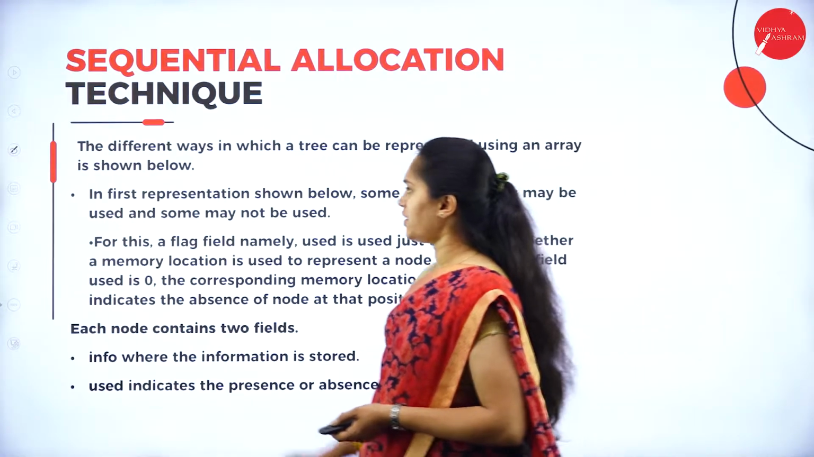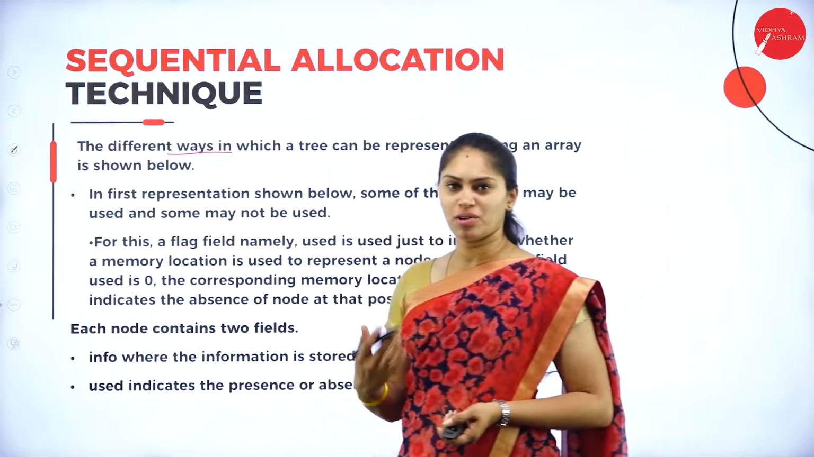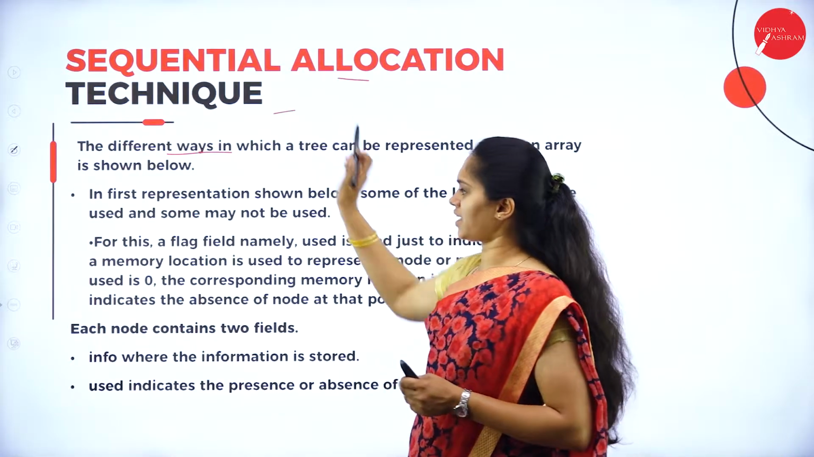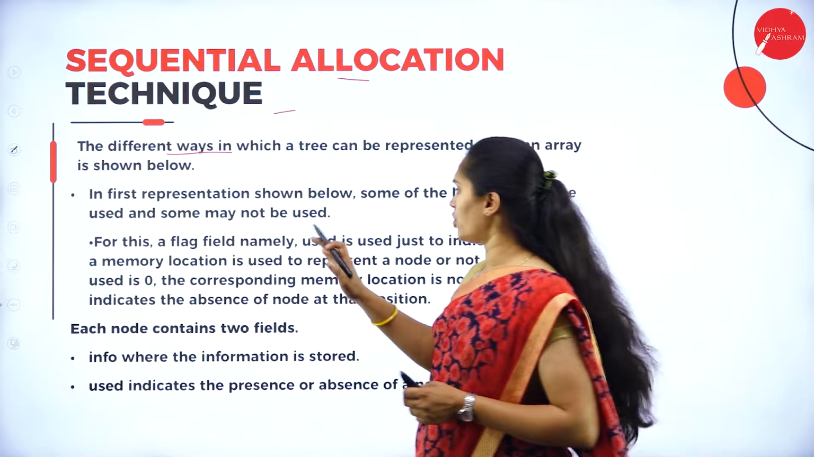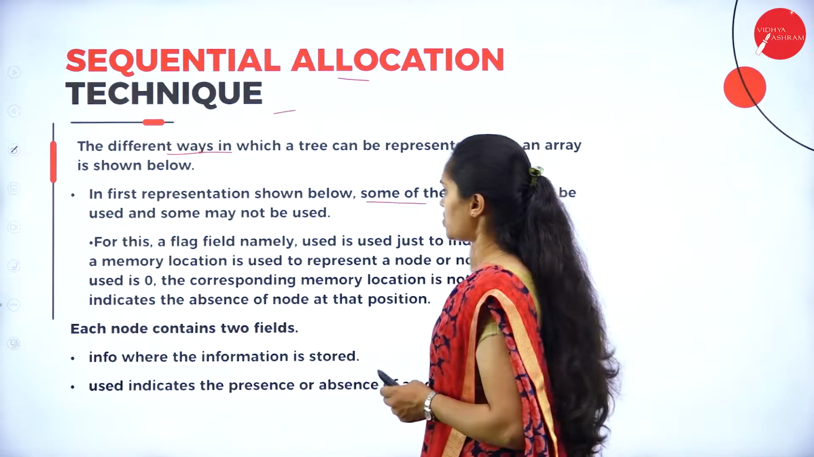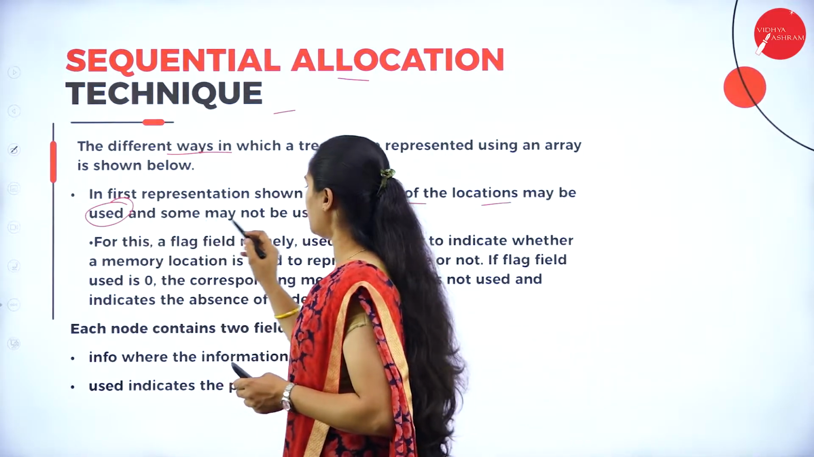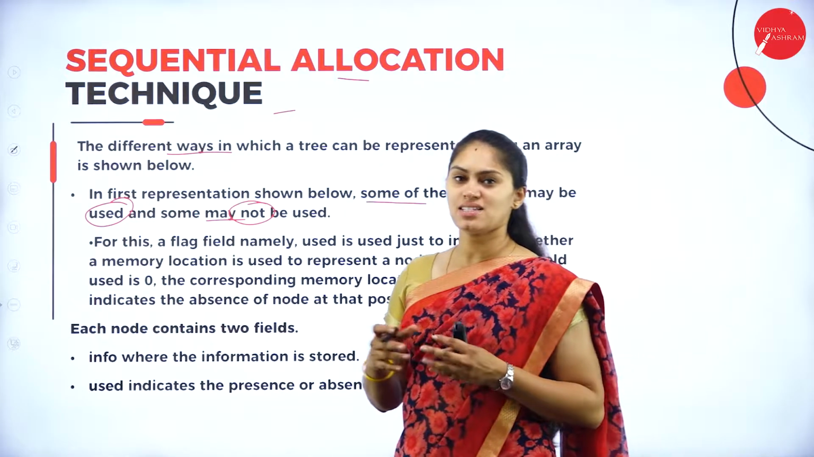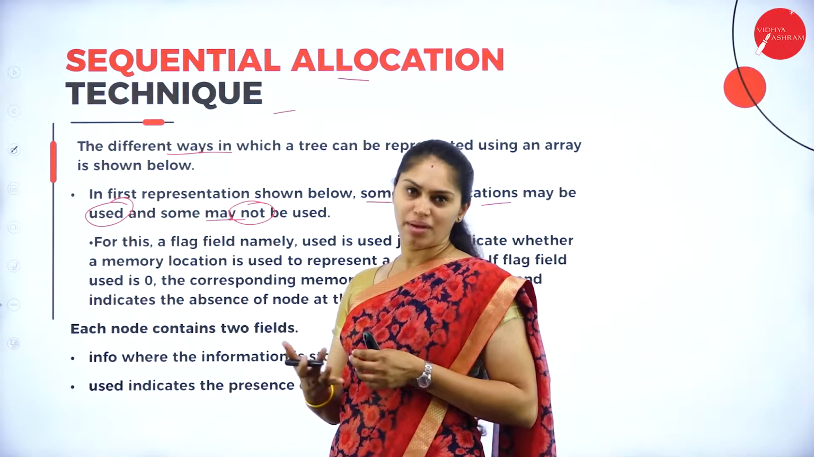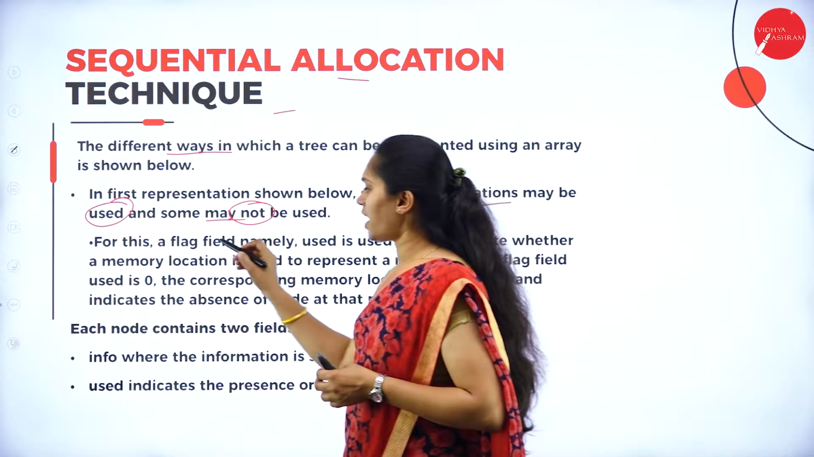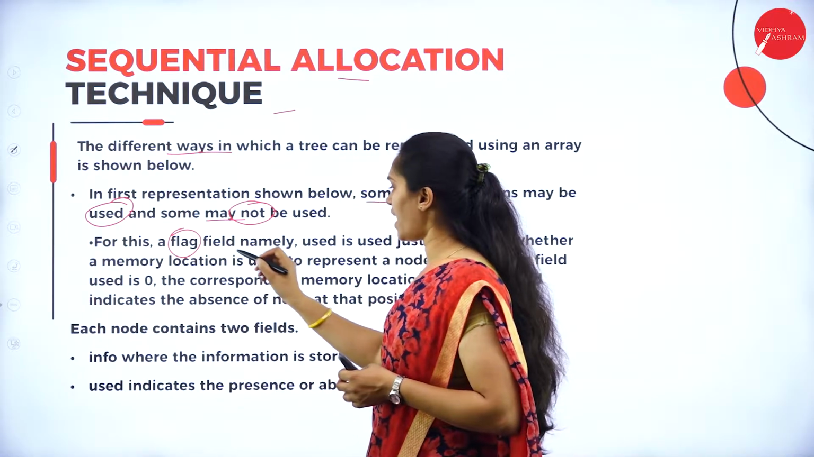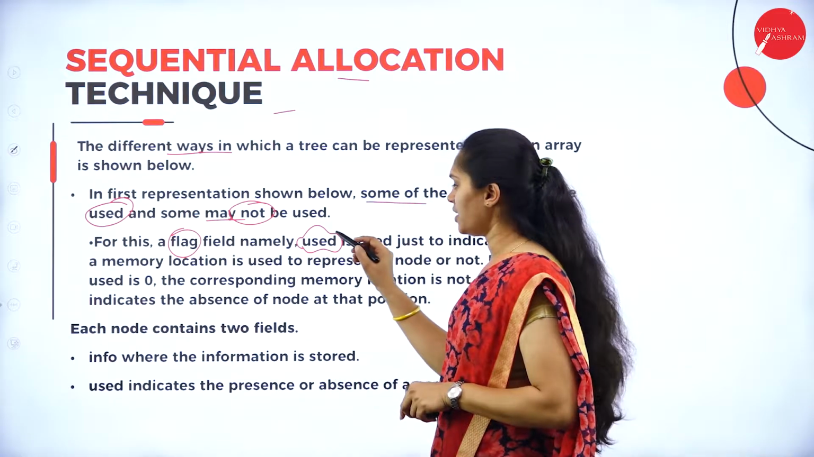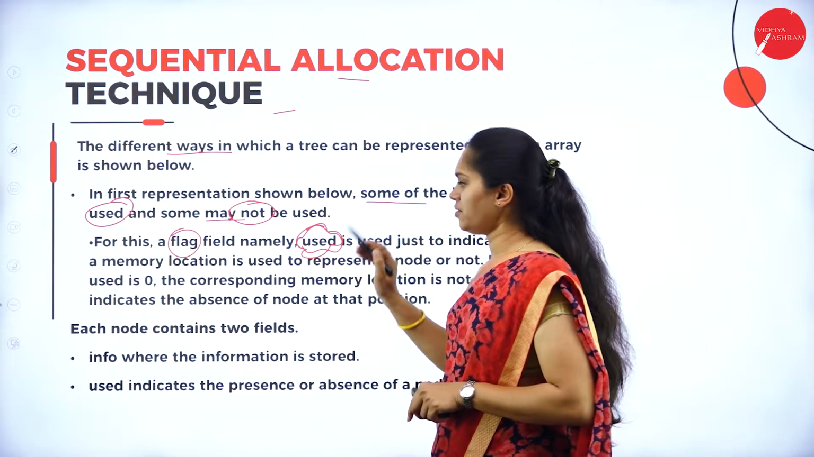So here we have different ways to represent these nodes by making use of the sequential allocation technique. In that, first, some of the locations may be used and some may not be used. If you consider the binary tree, in that some locations may be used or may not be used. So for this we are going to use a flag. The flag field, we are calling that flag name used. So here, used is the name of a flag.